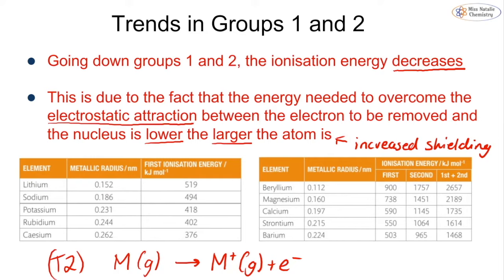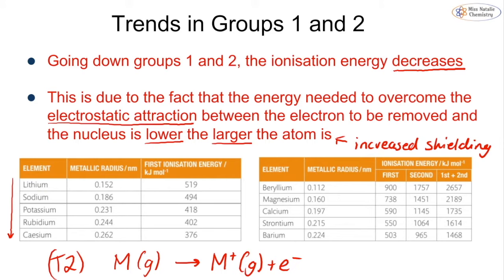So as the metal gets larger, as you go down the group, you can see the metallic radius going from 0.152 up to 0.262. That means the outer electron is much further away, therefore it requires less energy to be removed as it's not attracted to the nucleus as much. So we see a decrease.